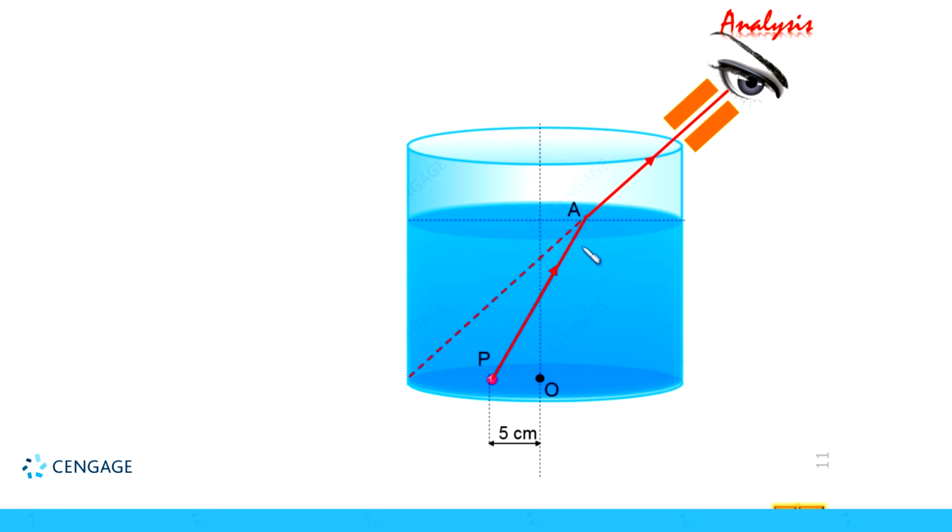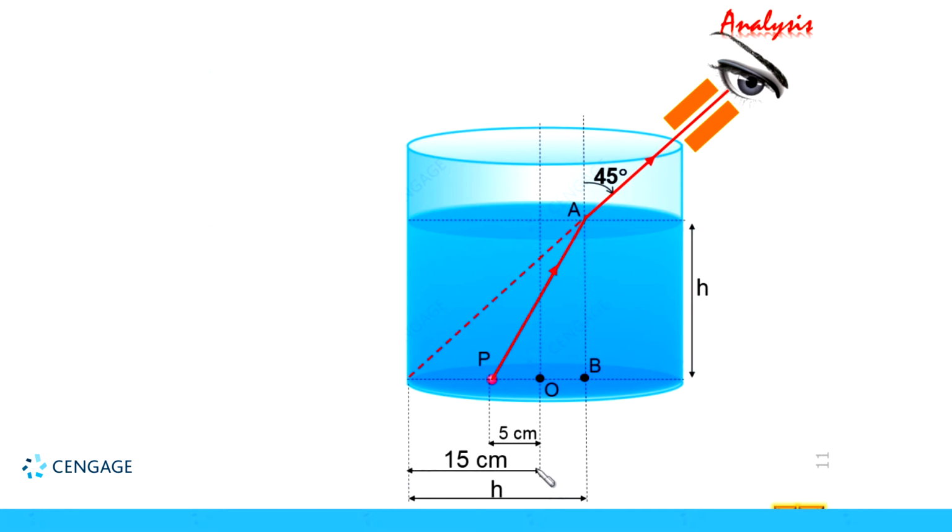And let us use the geometry first. Let us make points A and B, and you can observe this is a right angle triangle, and the depth of the water is h, and this angle is 45 degree. And if this angle is 45 degree, we know this length AB is again h, because h is the depth of the water. Okay? And we know the diameter of the vessel is 30 centimeter.